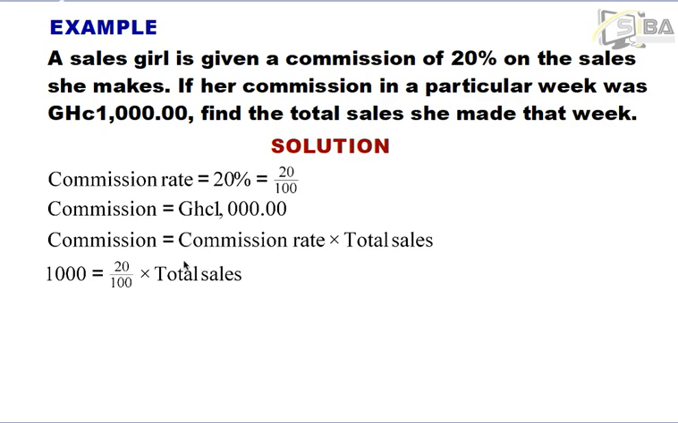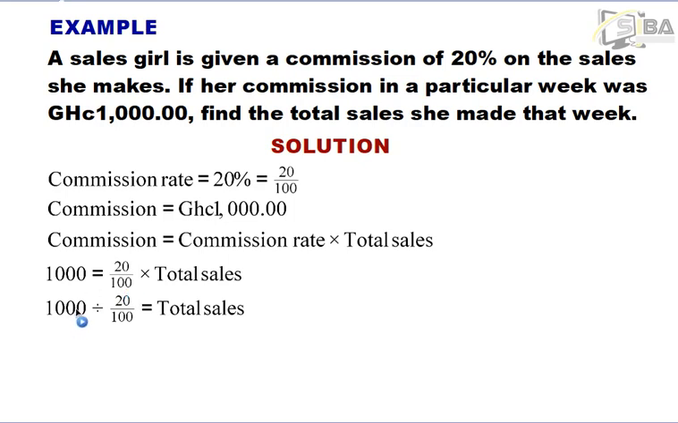Now let's make the total sales the subject of the equation by taking the 20/100, which is multiplied at the right hand side of the equation, to the left hand side of the equation. Now because the 20/100 is multiplied at the right hand side and is taken to the left hand side, it goes to divide. And that gives us 1,000 divided by 20/100 equals the total sales.